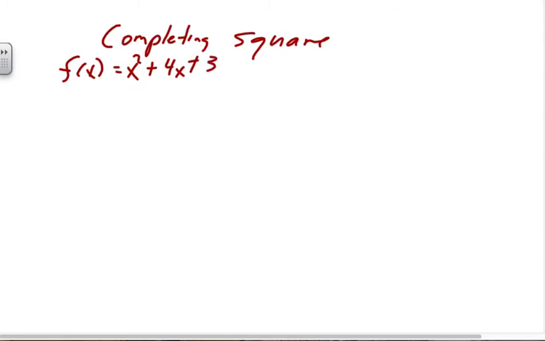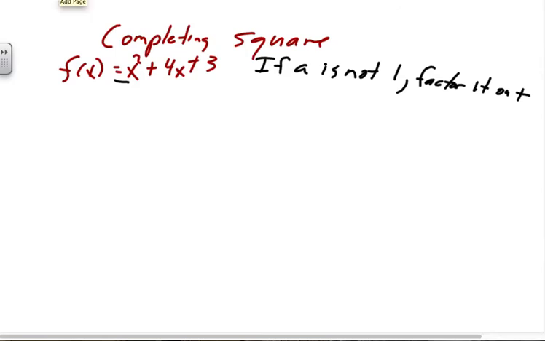So let's look at some examples of how to do this. The first thing you do is you look at the a term, the x squared term. So if a is not 1, then you're going to need to factor it out. Okay, in our case, a is 1, so we're in good shape. The next thing you want to do then is group all terms with an x.